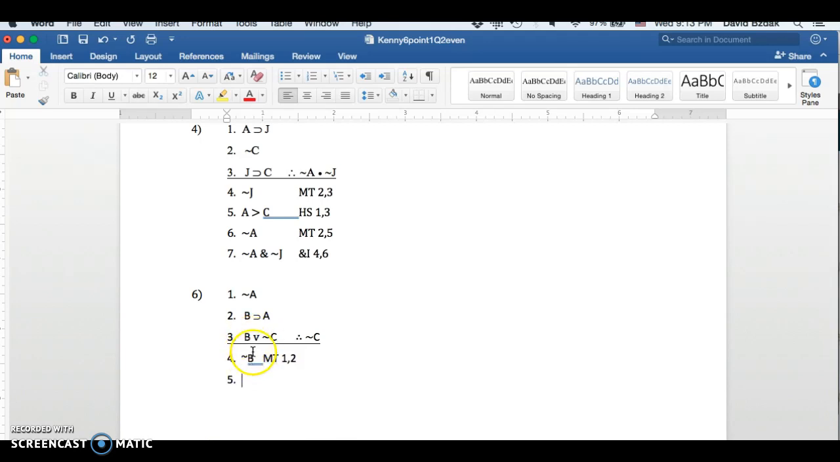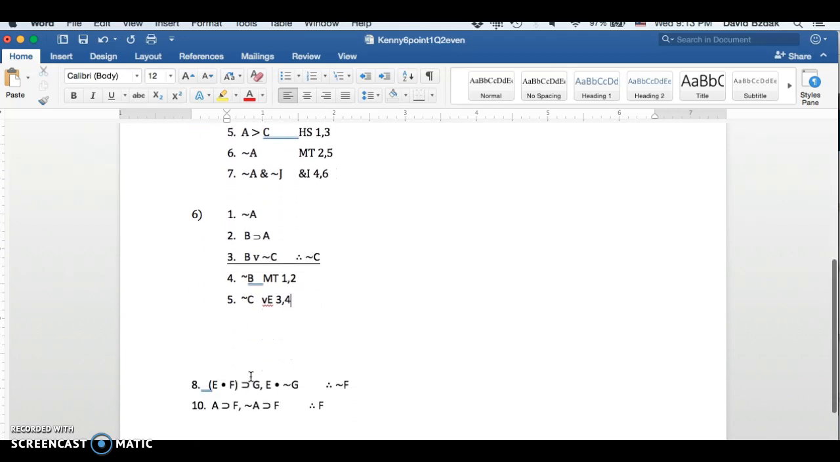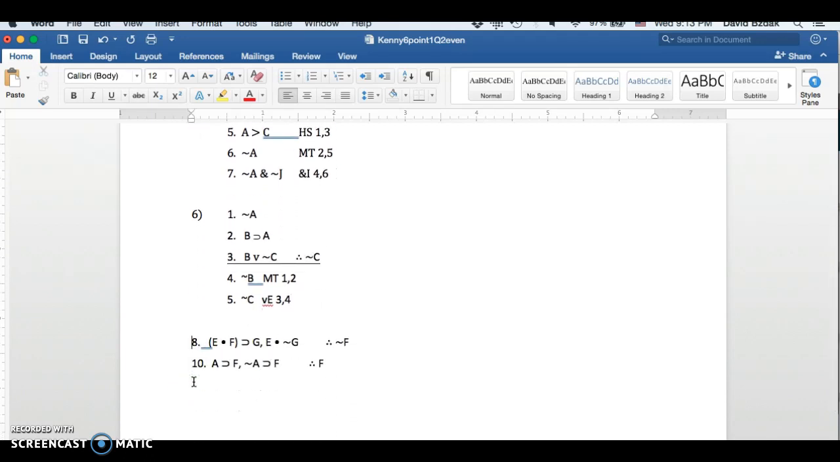And now with that, we can see we have a disjunction elimination set up, because we've got a disjunction on line 3. We've got not B, the negation of one of the disjuncts, on line 4. So we can get not C by disjunction elimination of 3 and 4. And that's our conclusion. So we're done. Okay, so number 8.